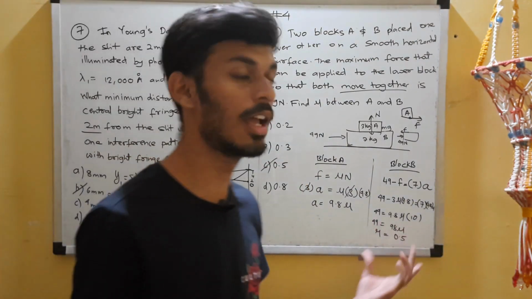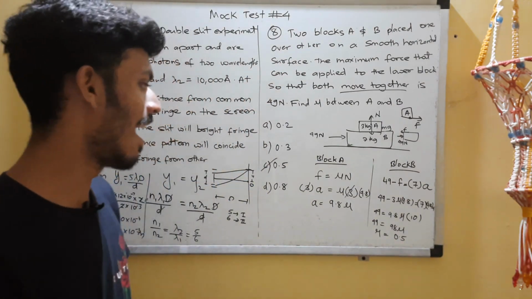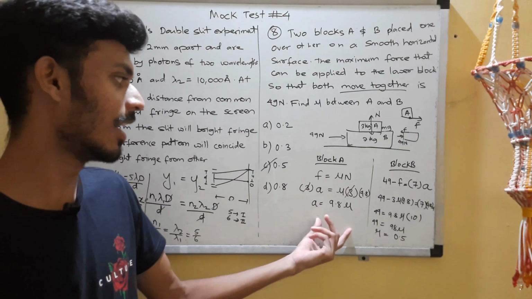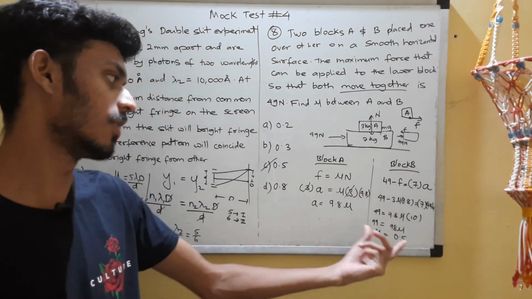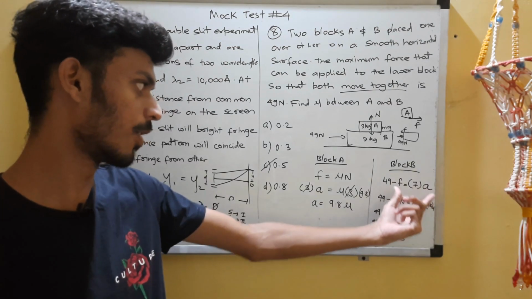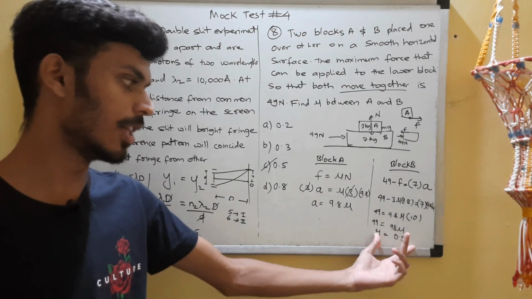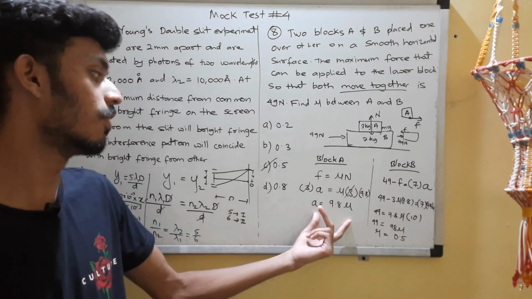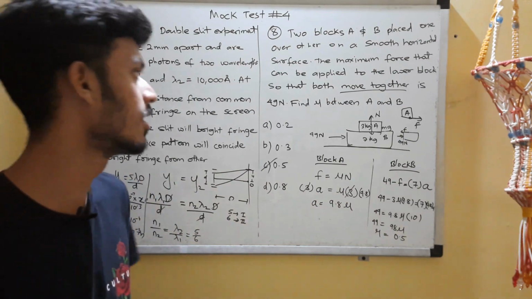So write the equation F net equals ma for block A and block B, and then solve. We'll get an equation in terms of a and mu, acceleration and coefficient of friction, and here also acceleration and coefficient of friction. Solve them and that will give you the value of mu. You can also find the value of a from here by substituting, but that is not asked in the question.